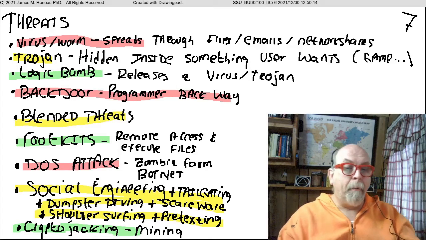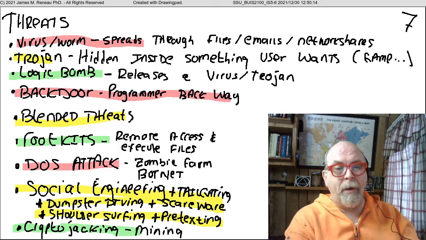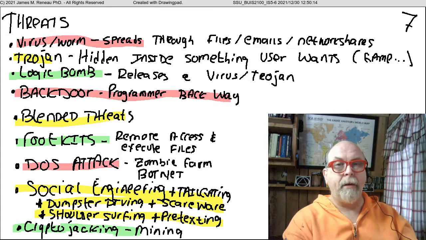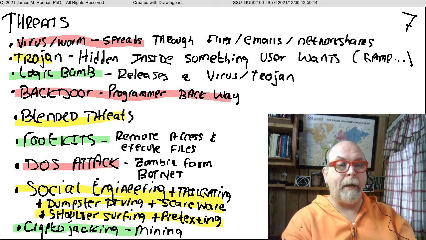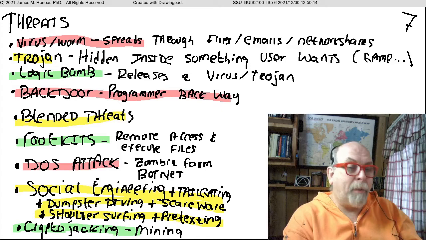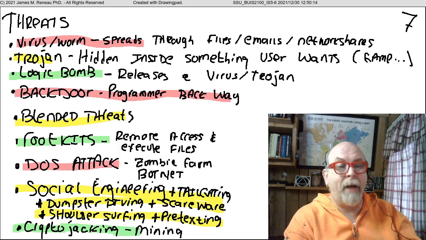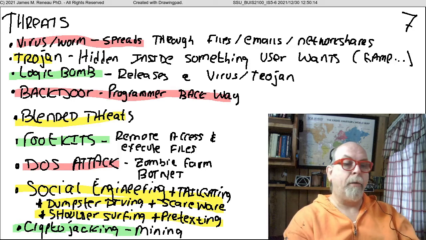A backdoor. Programmers are humans. And programmers may add a little secret backdoor into a piece of software to allow them to maintain it without having to go through all the security processes. They're not supposed to. You tell them not to, but sometimes it was part of testing and never got removed. And once a malicious person, once a thief, a criminal, finds that backdoor, documents that backdoor, and publishes it, then you've got a problem. We talked about a blended threat.